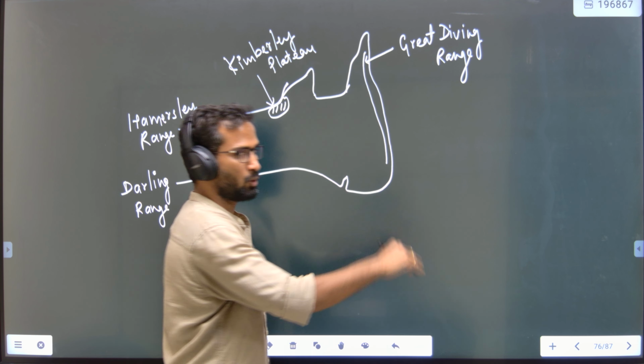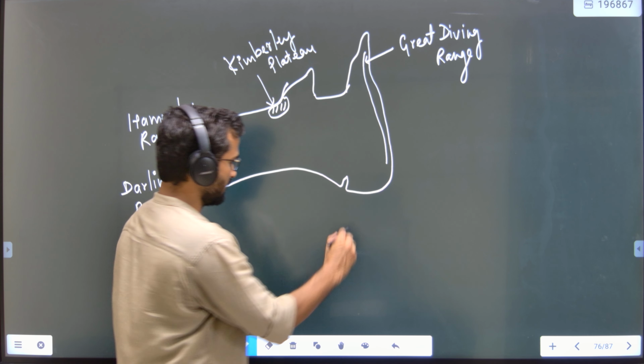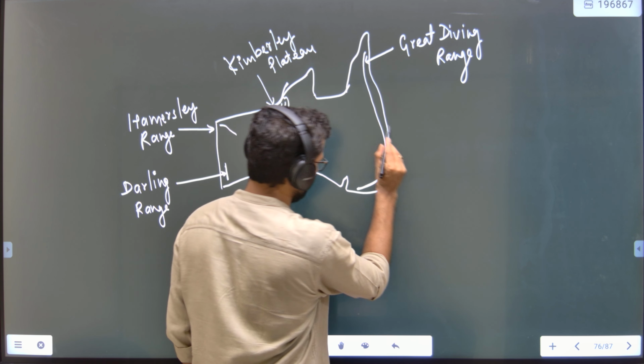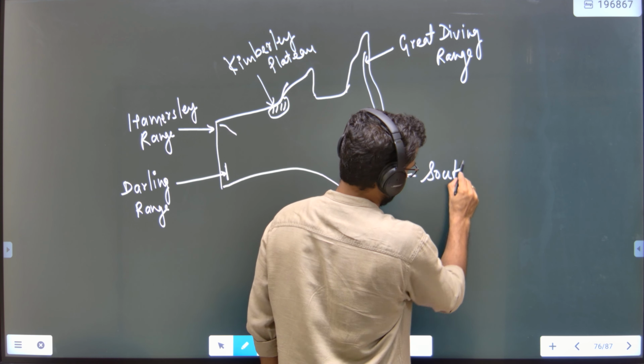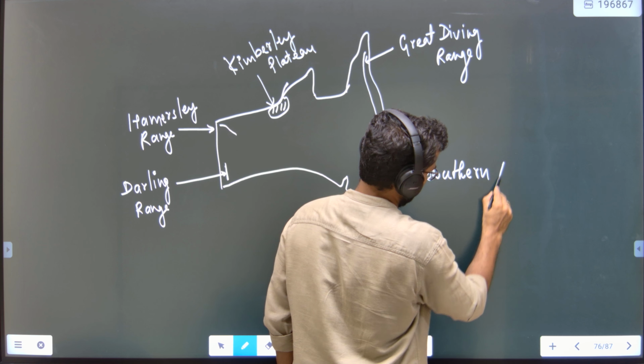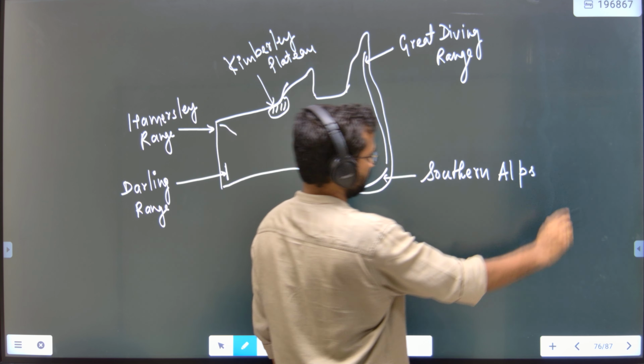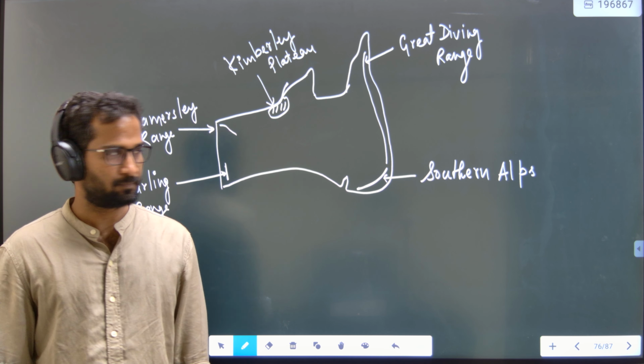In the southernmost part of New South Wales, there is another mountain range called Southern Alps. This mountain is Southern Alps.